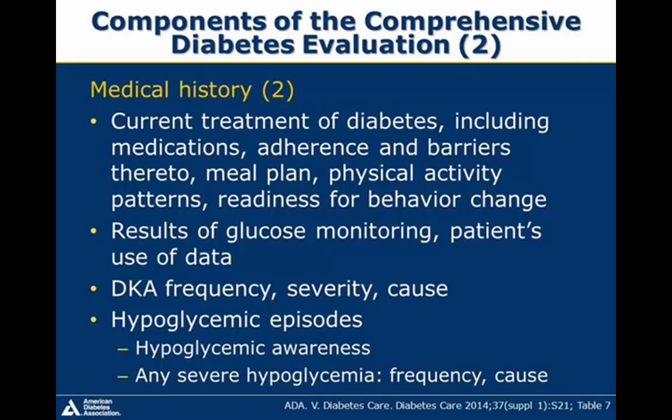Results of the glucose monitoring, DKA frequency. What are the causes of hypoglycemic events? Many patients with hypoglycemia have a family history of diabetes. Even though they don't have hyperglycemia, they're high risk for diabetes as well.